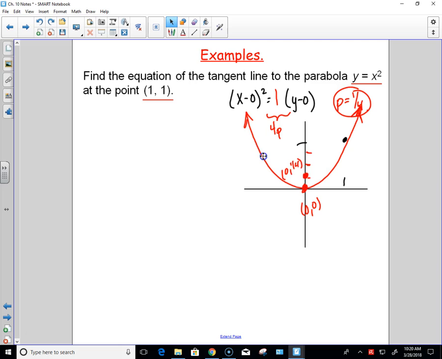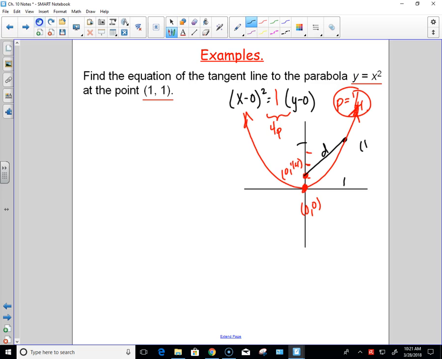Okay, why do we find the focus? What's the point? What's the objective? What do we do with it? Good, I'm trying to find the distance between that and the point of tangency. So how do I find the distance between, well, wait, what is the point of tangency? 1, 1, right? Okay, so then I could go off to the side.